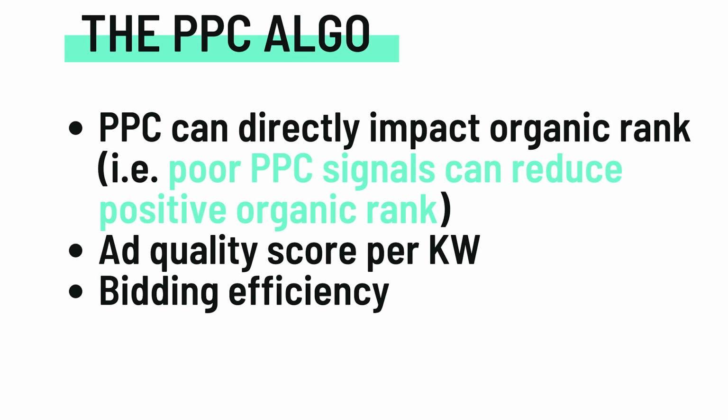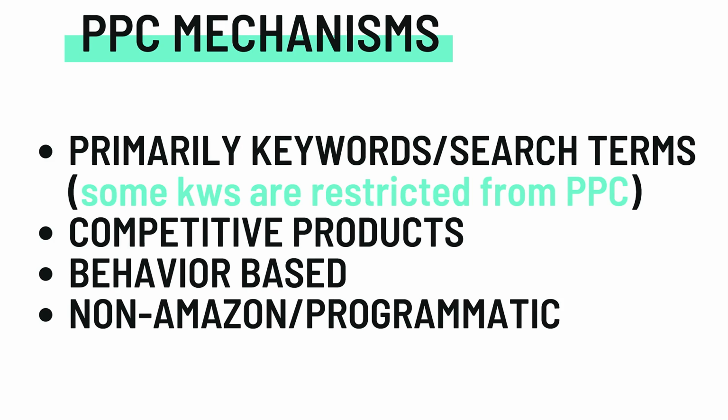There's also an ad quality score that's thought to exist within the Amazon platform for each keyword. So depending on how you perform on Amazon pay-per-click, that can impact not only your organic rank, but also how efficient your bids are, how much you have to spend on Amazon pay-per-click, and how effective you are with this strategy. Okay, so let's start diving into some of the foundational elements of Amazon pay-per-click, starting off with mechanics.